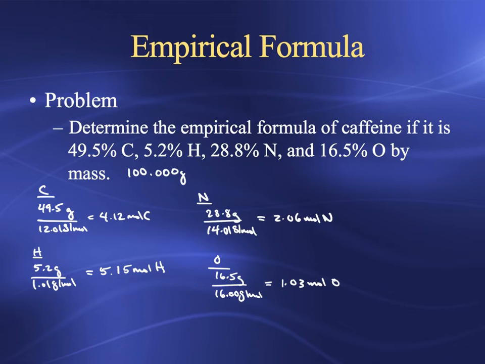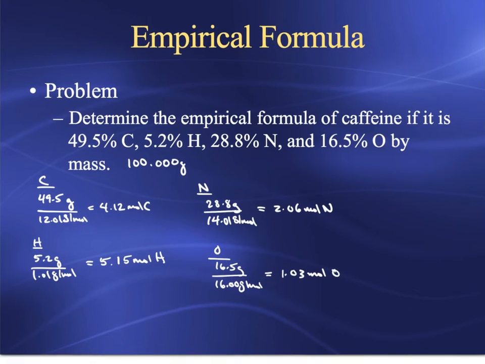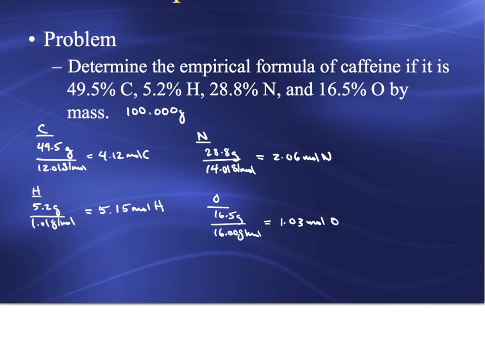My next step is to divide by whichever one is the least present. Well, that is 1.03 moles of oxygen. So we're going to divide all these numbers by 1.03. Okay, and I'm going to do this, I'll shift this up. There we go. And I'm going to do this underneath it.